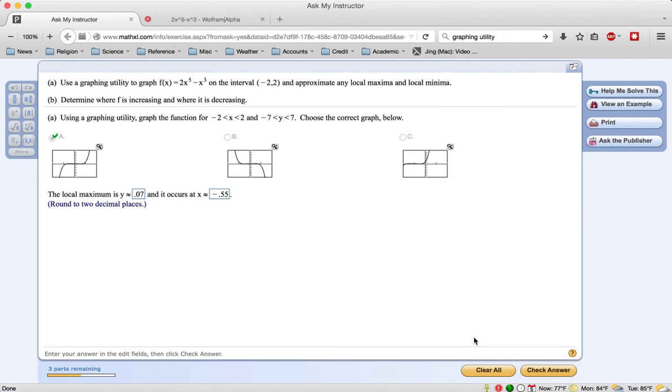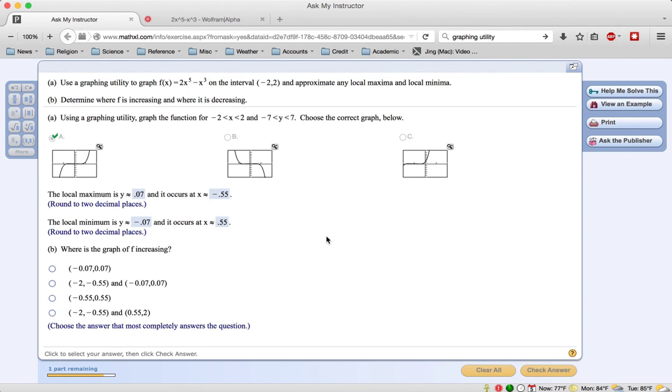And then the minimum that it's going to ask for next is just going to have reversed signs on those, right? So the local minimum is going to be at negative 0.07, and at x equals positive 0.55. So we'll check that and continue.